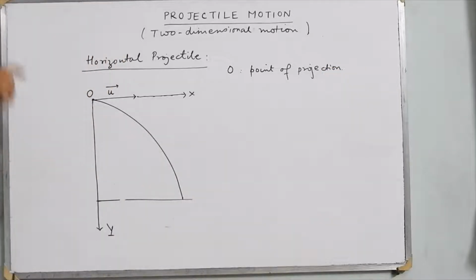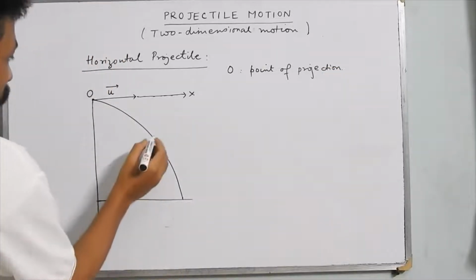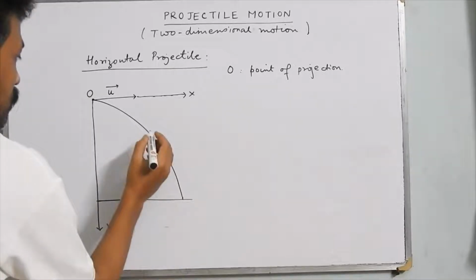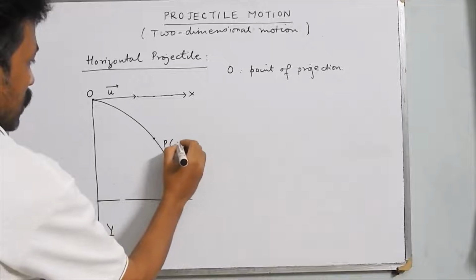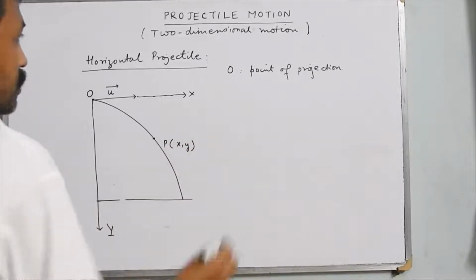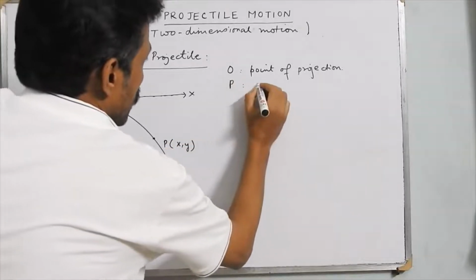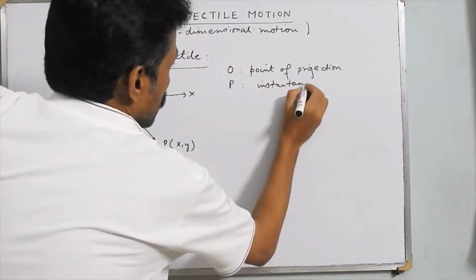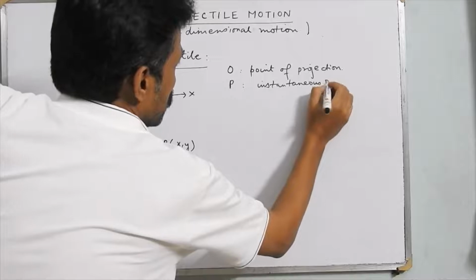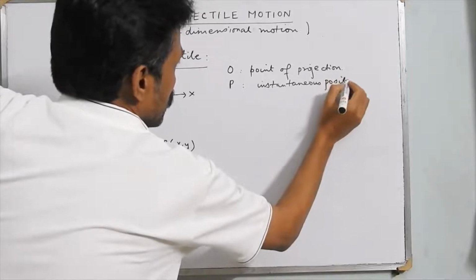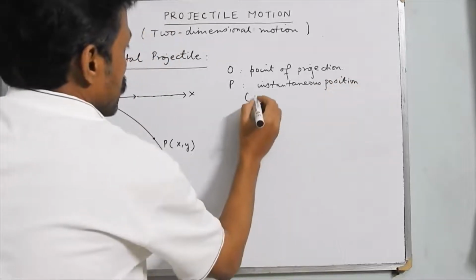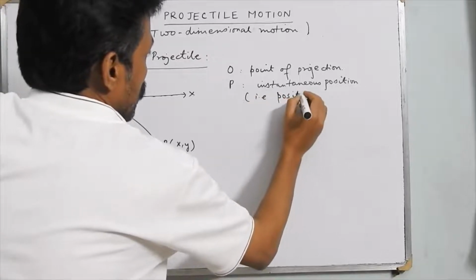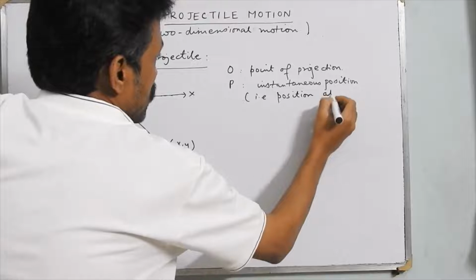Suppose at any instant of time, the position of the object or the projectile is the point P having coordinates x and y. So this point P is called the instantaneous position. Instantaneous position means the position at any instant of time t.